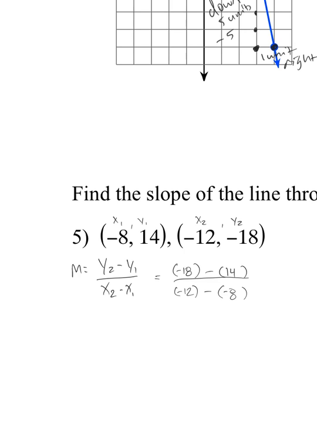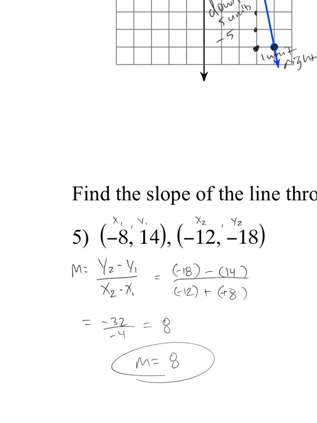Okay. So simplifying this, negative 18 minus 14, that would be negative 32 over negative 12. Minus negative 8 would become plus 8, so negative 4. Negative 32 divided by negative 4 is a positive 8. So slope m is positive 8.